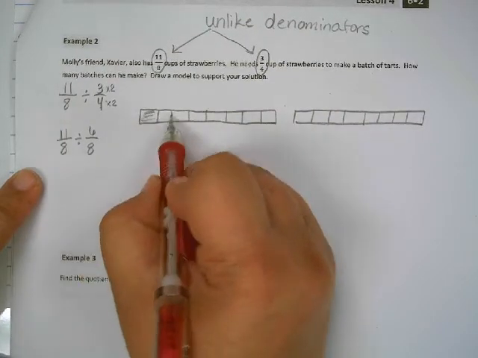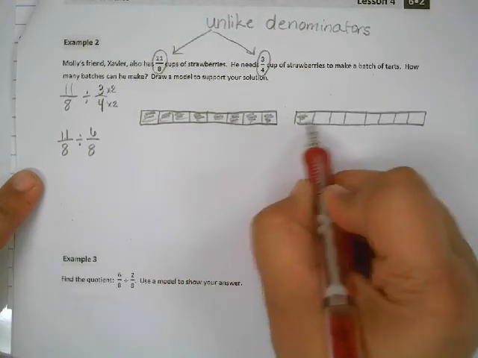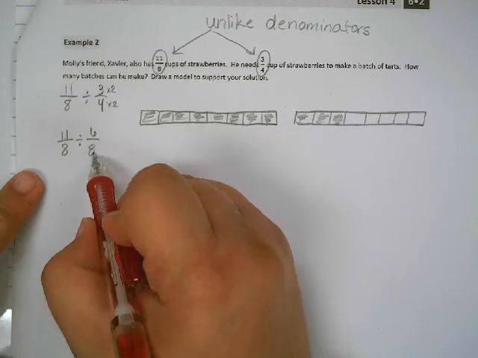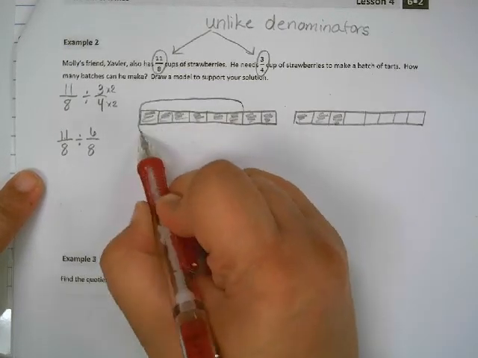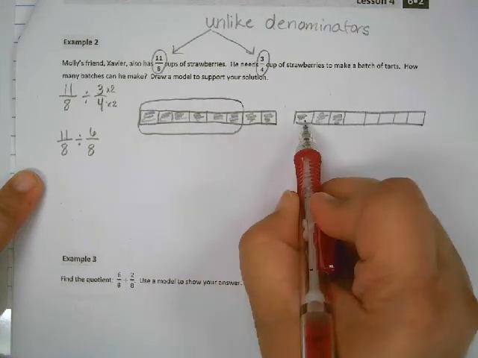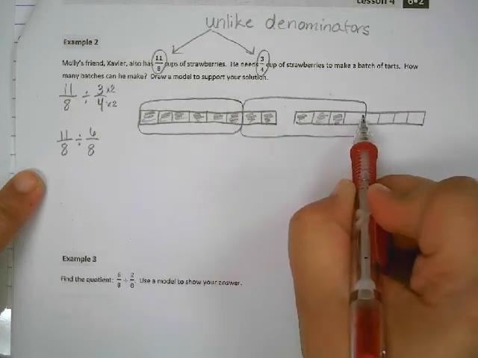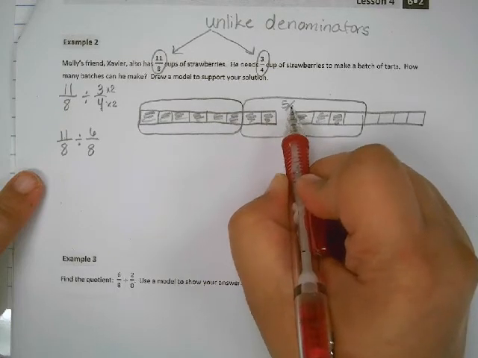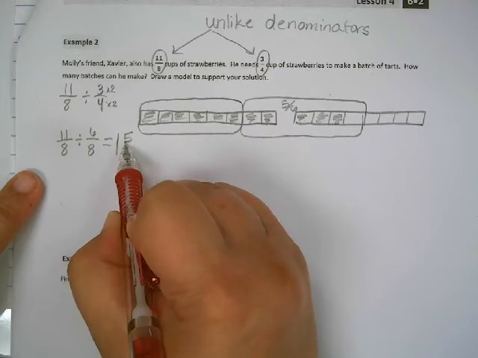I'm going to be coloring in 11 of those. And this time I'm going to be circling 6/8. So 1, 2, 3, 4, 5, 6. 1, 2, 3, 4, 5. This would make my next 6. And I'm actually only circling 5 out of 6. So I have 1 whole and then 5/6.